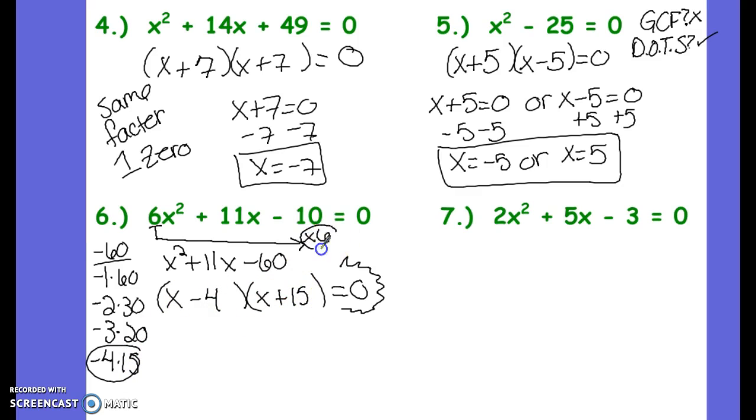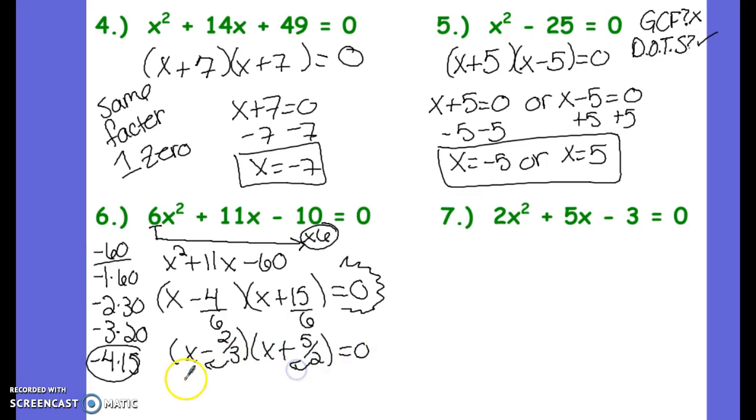Remember, because you multiplied by 6, you now divide both by 6 and simplify. So you get x minus, each are divisible by 2, 2/3, times x plus, both are divisible by 3, 5 halves, equals 0. Kick up the denominators, and you get 3x minus 2 times 2x plus 5 equals 0.